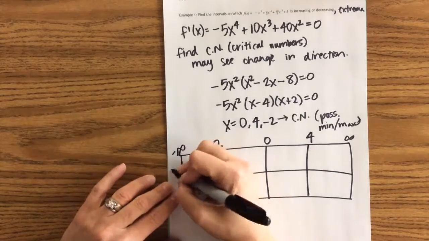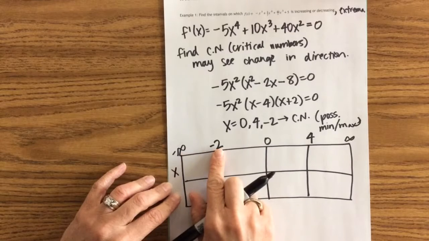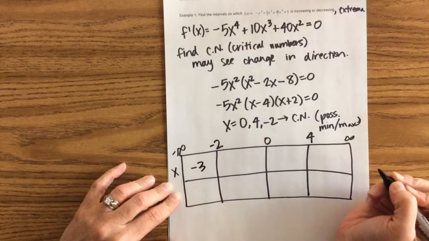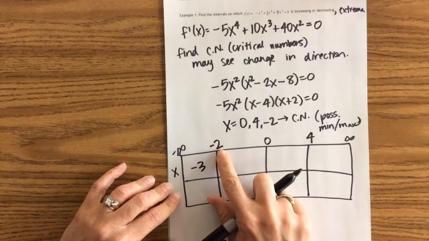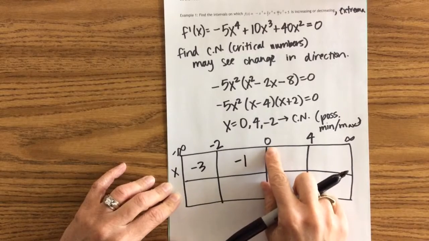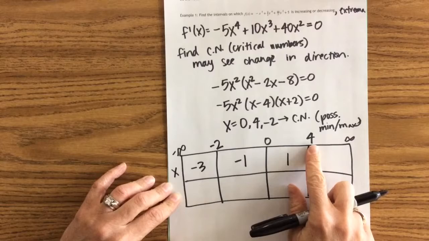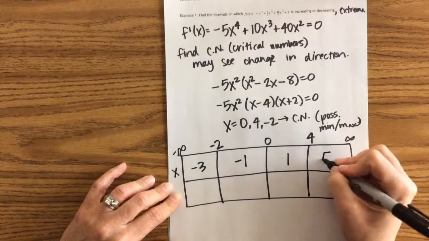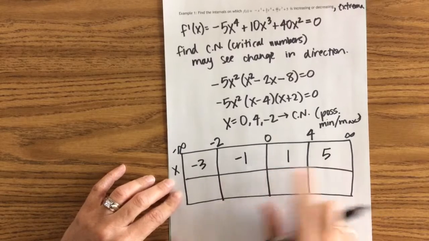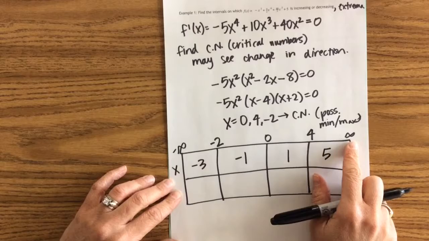So you have to pick x values in the interval. So pick an x value between negative infinity and negative 2. You can pick any number you want in that interval. I'm going to pick negative 3. Then pick a number between negative 2 and 0. Pick negative 1. Pick a number between 0 and 4. I'm going to pick 1. And then pick a number between 4 and infinity. I pick 5. If you pick different numbers than me, that's fine. Your testing will work out the same. These are my choices because these are my critical numbers.